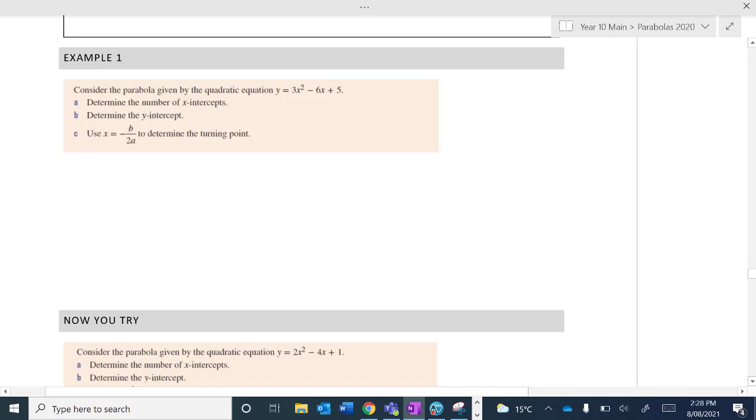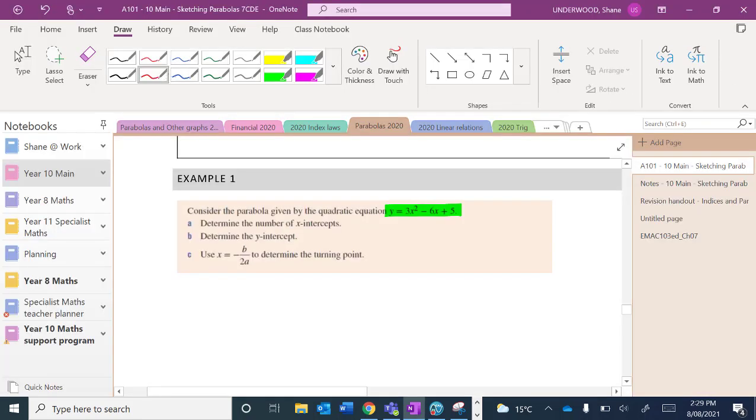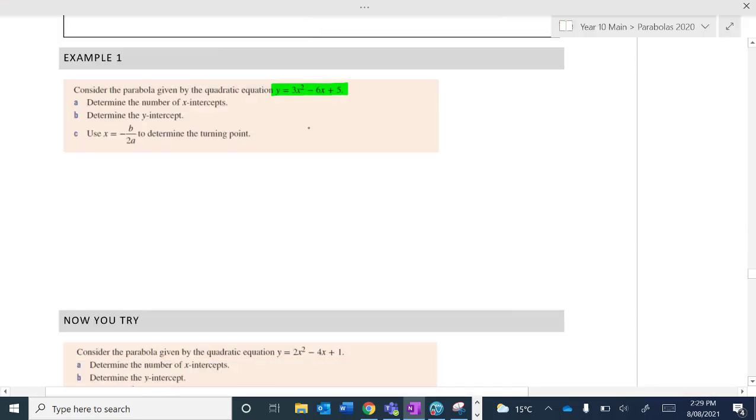First of all, it says consider the parabola with the quadratic equation. We want to determine the number of intercepts. So first of all, let's write out the quadratic formula, and you'll be given this on your formula sheets. The quadratic formula is x equals minus b plus or minus the square root of b squared minus 4ac, all on 2a. So when I plug in these values for a, b, and c into this formula, we're going to find the x-intercepts. And it's basically a shortcut to completing the square.